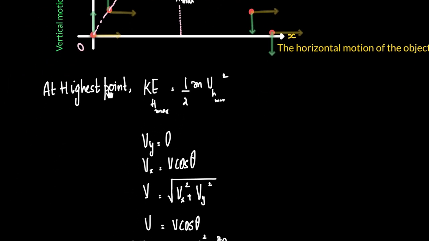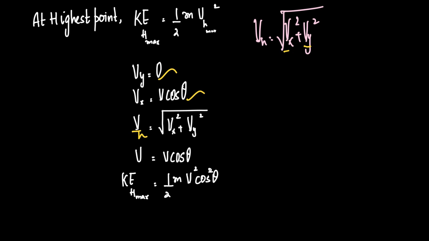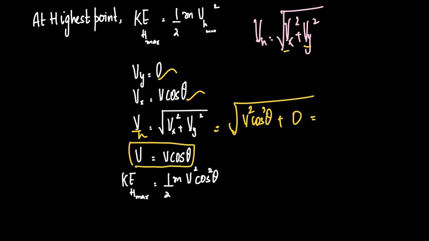Now, at the highest point, what is kinetic energy equal to? Kinetic energy at the highest point, h max or height max, is equal to half m into V at h max square, half mv square. Now what is V at h max square? V at h max square is actually the resultant of Vx square plus Vy square. Now, what is Vx square? Vx is V cos theta, Vy is 0. Therefore, V at h will be equal to root of Vx square plus Vy square, which is equal to root of V square cos square theta plus 0, which is equal to V cos theta. So V at h is equal to V cos theta.